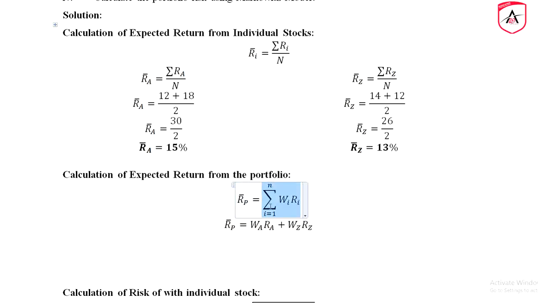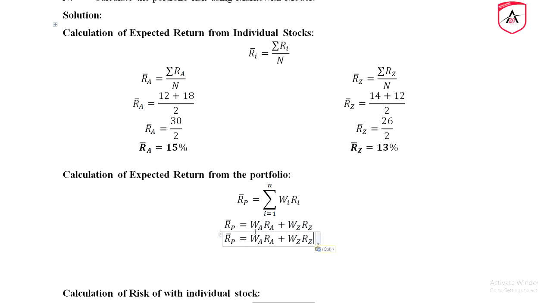Since there is summation, this formula can be extended, and we are having 2 stocks. So I am going to remove this sigma, and instead of writing Wi, I am going to write Wa, and instead of writing Ri, I am writing Ra, plus, since there is summation, I am going to add plus here, and Wz and Rz. If in this question there were more than 2 or 3 stocks, we would have continued this formula, right? So now let us solve this return on portfolio.